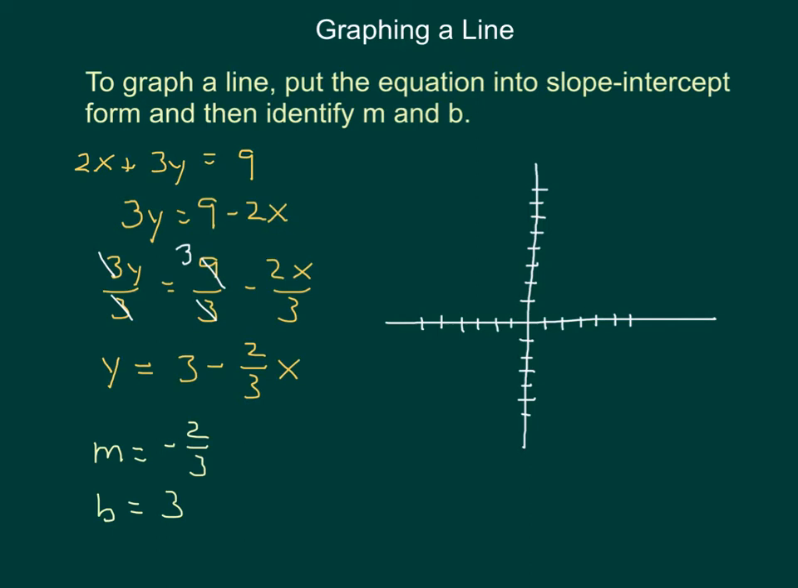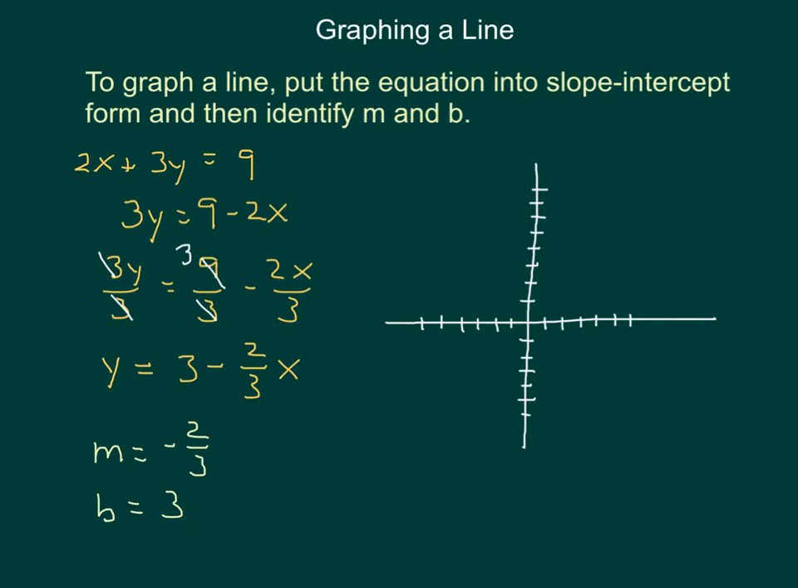Now remember, in slope-intercept form, the number that's with the variable is the slope, and the number that doesn't have a variable is the y-intercept. So in this case, my slope is negative 2/3. My y-intercept is 3.